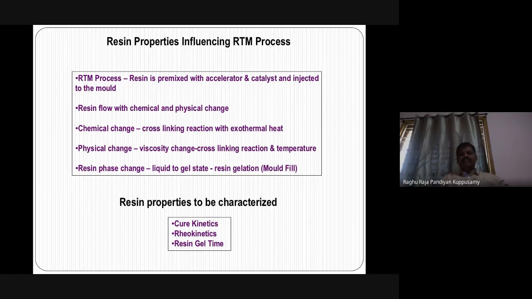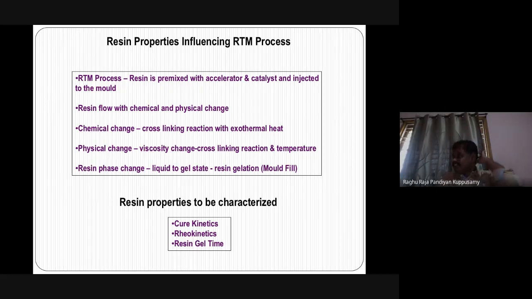simulation environment. And what are the important characterizations required in the simulation tool? We should know cure kinetics, because this will tell you how fast the resin is going to cure and how fast it is going to convert from liquid resin to gel state, then the rigid solid state. And rheology kinetics, obviously, how the viscosity is going to change with respect to the reaction as well as temperature as well as time. And resin gelation.